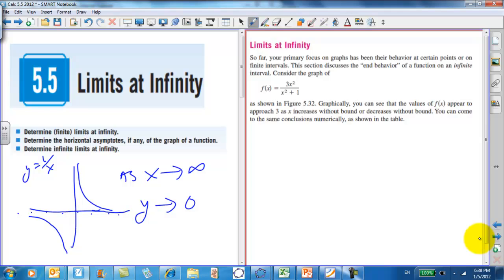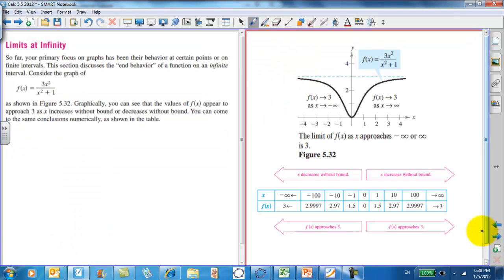Limits at infinity. We can look at the end behavior of this graph, 3x squared over x squared plus 1. As you head off to infinity, you get closer and closer to 3. As you head off to negative infinity, it also heads closer and closer to 3. So we call that a limit at infinity. It's never going to quite reach 3 because you always have this plus 1 on the bottom, so it's not quite 3x squared over x squared. It's always going to be a little less than 3.